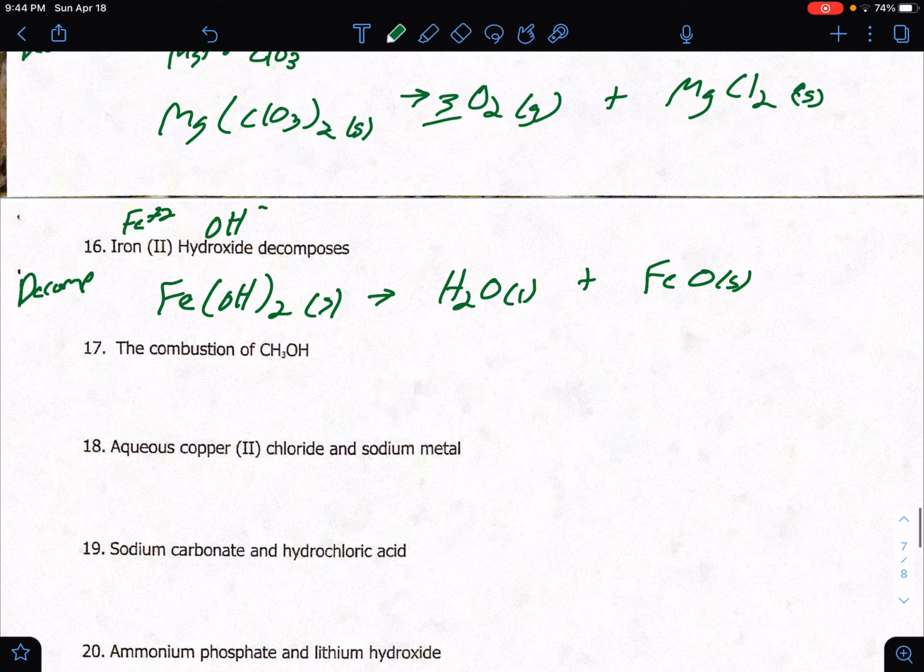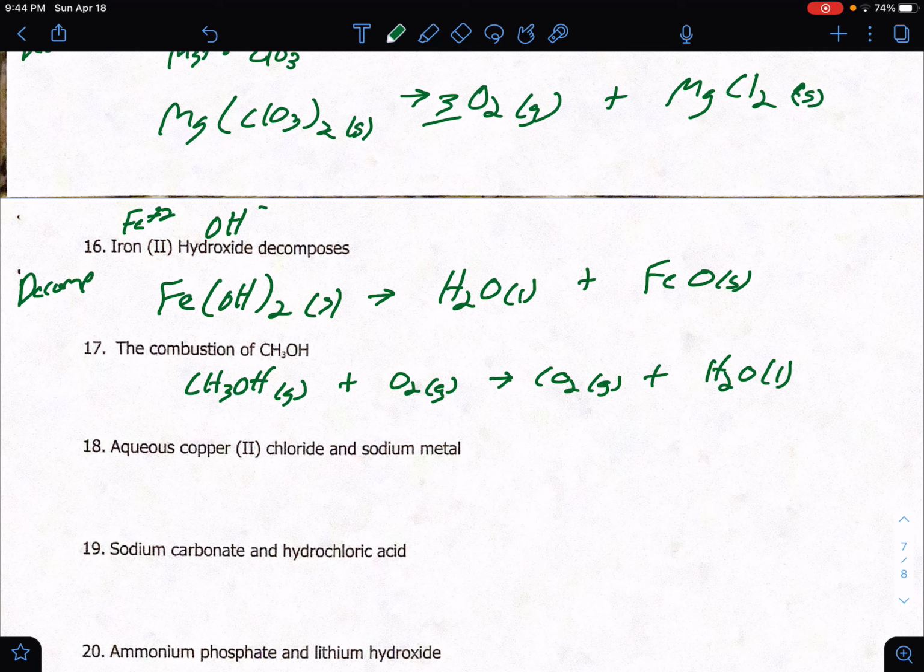Okay, combustion. CH3OH. Usually these are going to be gases, but not a big deal right now. Plus O2, which is a gas, and I'm always going to get CO2, which is a gas, plus H2O, which is a liquid. So this just becomes a balance.